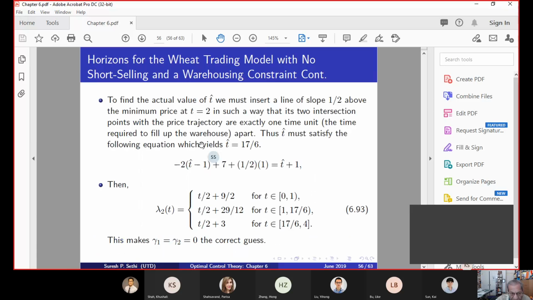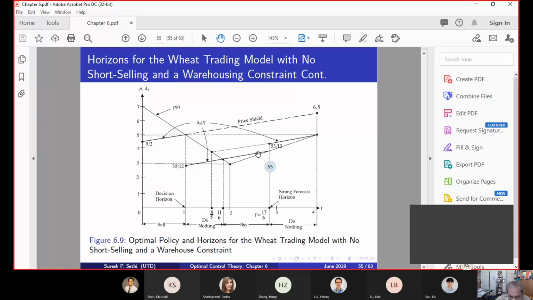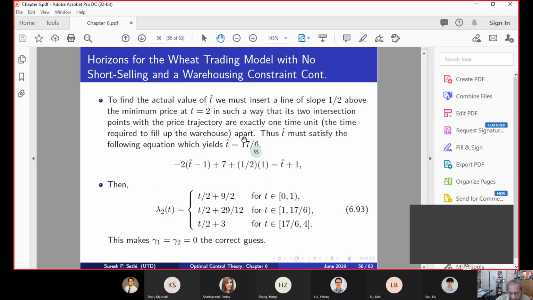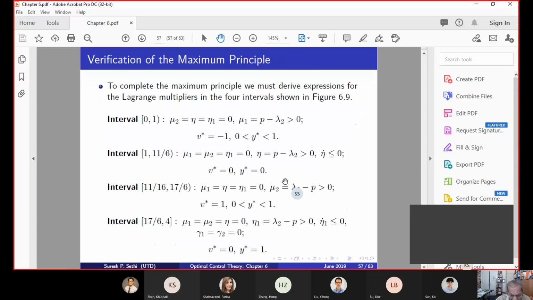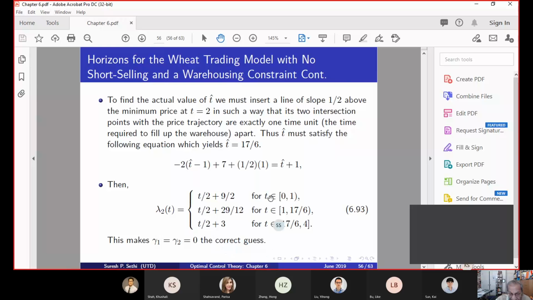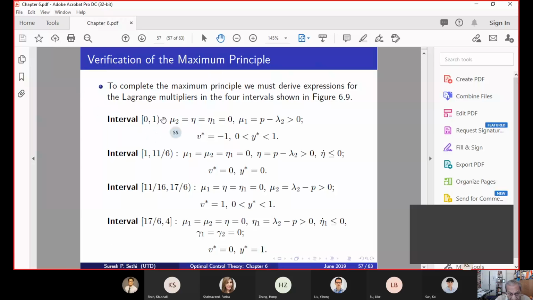So once we do that, we can find the actual value at the minimum price at t equal to 2 in such a way that it's 2 intersection points. The prices are exactly 1 time unit apart. That's what I said here. We need that line of half slope so that the intersections with the price trajectory of that line are exactly 1 unit apart. And that's why I did that. And that allows us to find the t hat. And then gamma 1 equal to gamma 2 is a correct guess. And I can write the whole trajectory in interval 0, 1, so the entire thing is written.